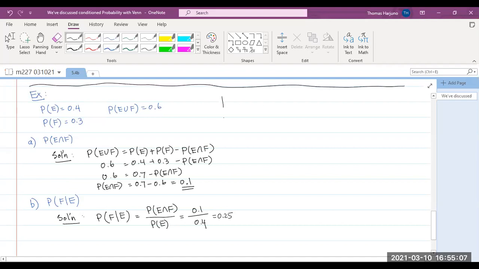Let's see part C. Probability of E given F. That's probability of the intersection over probability of the condition. That is 0.1 over 0.3. That's 0.33333.